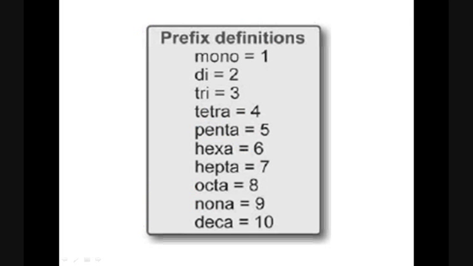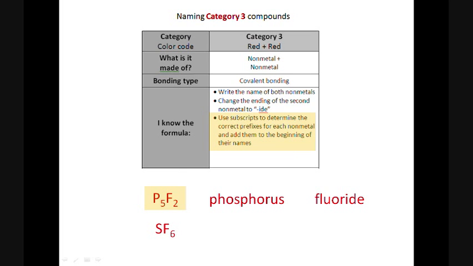So we go to our list of prefixes and we find penta for 5 and di for 2. We're going to add these prefixes to the beginning of each element's name. So P5 means pentaphosphorus, and F2 means difluoride. So the final chemical name for P5F2 is pentaphosphorus difluoride.